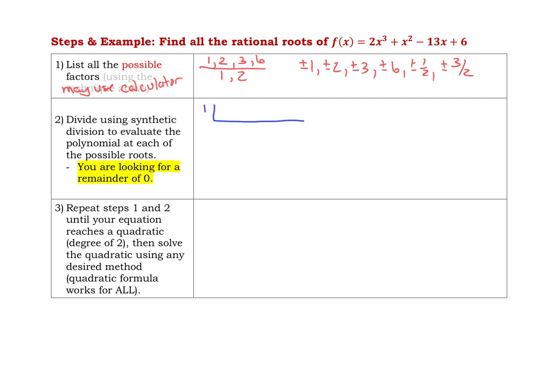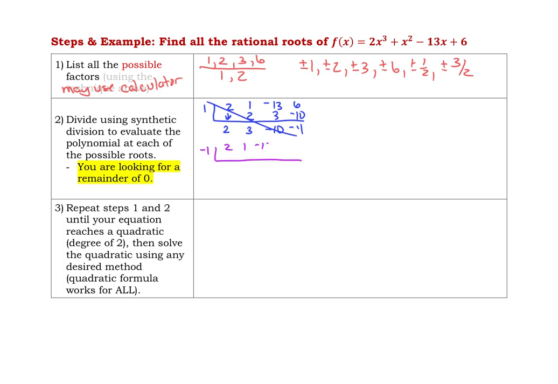and divide and see if I get a remainder of 0. Take my coefficients, 2, 1, negative 13, and 6. 1 times 2 is 2. 1 times 3 is 3. I can already see it's not going to work because I get negative 4. That one doesn't work. Now I go to my negative 1.